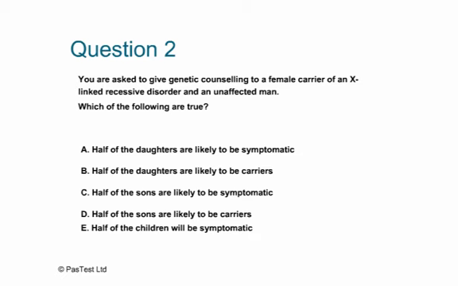In this scenario, half the daughters are likely to be carriers, as I've just explained, and half the sons are likely to be symptomatic. All the other stems are incorrect.